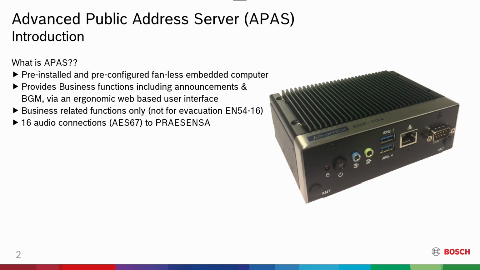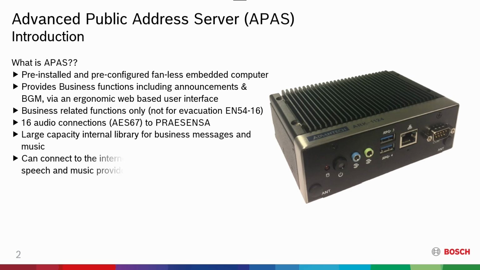APAS supports 16 audio connections into PRAESENSA via Dante. And it also has a large capacity internal library, so you can store your business messages and music on this machine, or you can use external feeds via Dante or web-based resources as well. So as it says here, we can connect to internet for online services like text-to-speech and internet music providers if you need those.